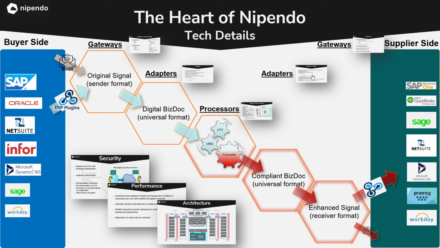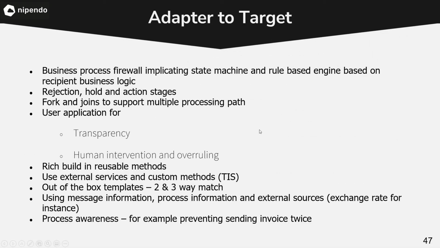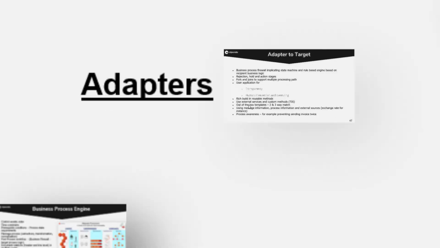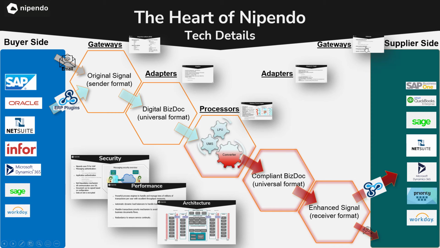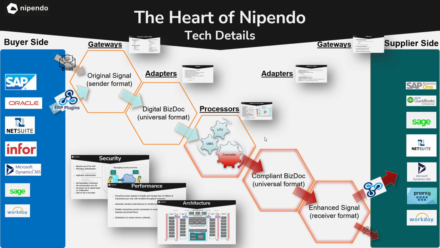So the adapters on the back end side, going into where the target is, look at the business process firewall with a rules-based engine, rejection and hold stages, and the ability for reusable methods and custom methods based on who is getting this. There's more detail around that here. And then finally, through the gateway to the other side. A note about gateways: we talked about the integrations that are possible, but there's also how things are being transported, using which protocols. So here's a slide on a whole bunch of different kinds of transport mechanisms that we can use.